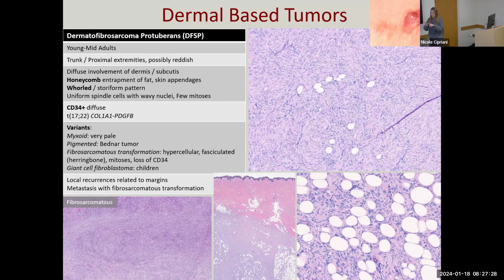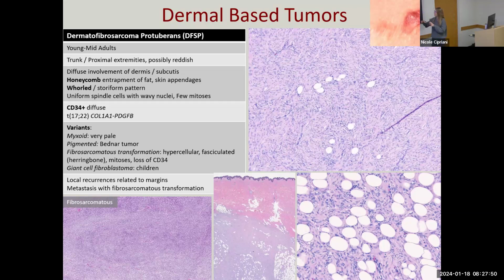So pattern, right? Cellularity tends to be very high, and mitoses, generally it is said about 5 or more per 10 high-powered fields. Also, in these areas, they tend to be weaker or lost in CD34. So those are ways in which you can diagnose fibrosarcomatous transformation.